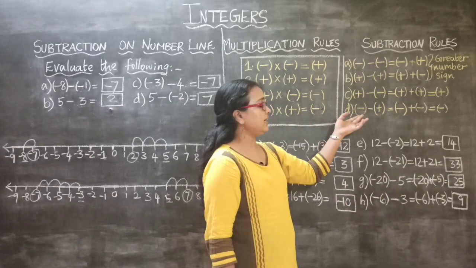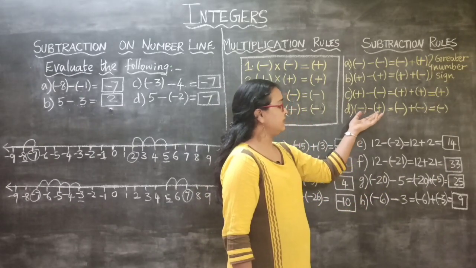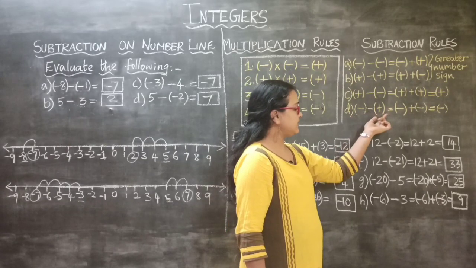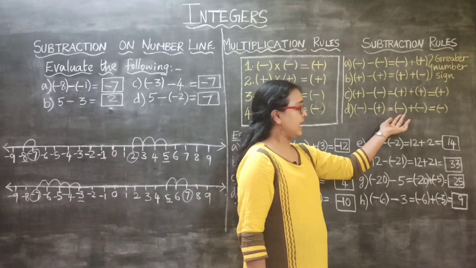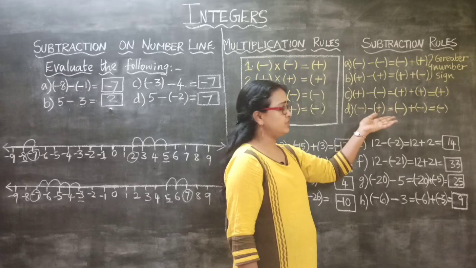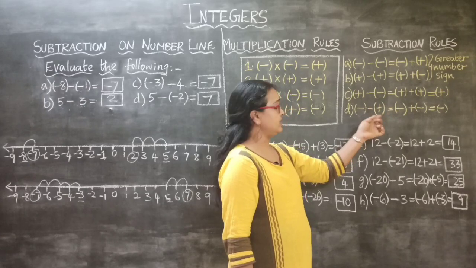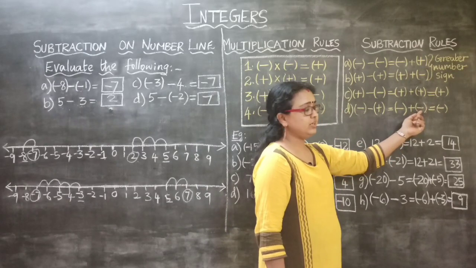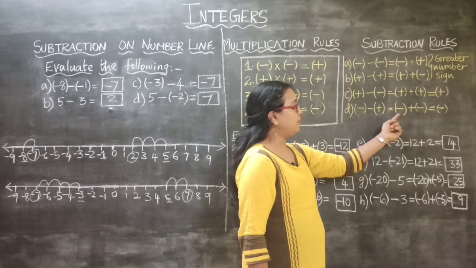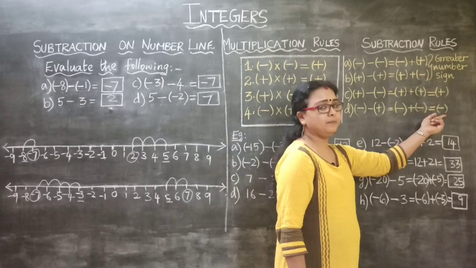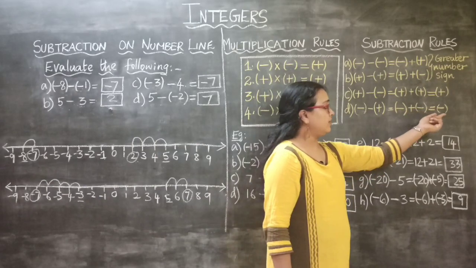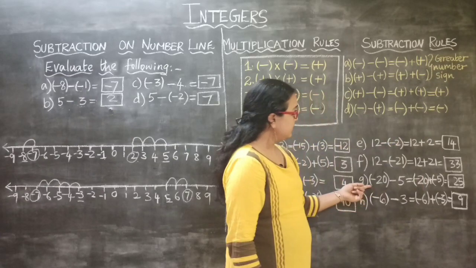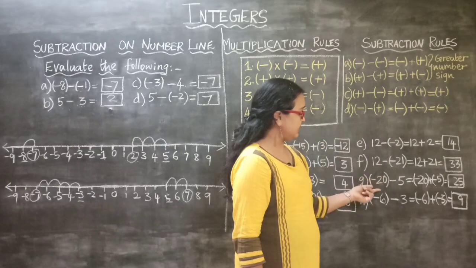Now the fourth rule, minus and plus, that is two different integers again. What we have to do is, again, the first integer will remain as it is, and the second integer will change its sign. So minus into plus. Minus into plus is minus. So here we have to put the negative integer sign for the second number. So minus plus minus will become minus. So this is the answer for the minus and minus rule. Minus 20. So this is the example for D.